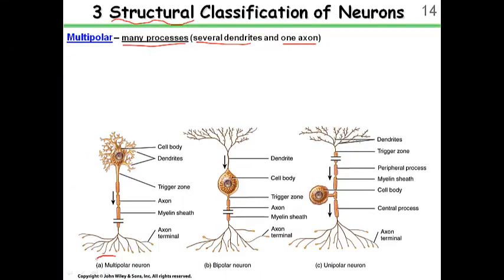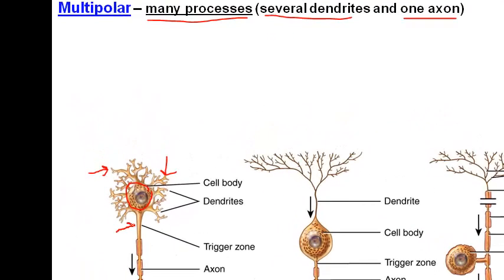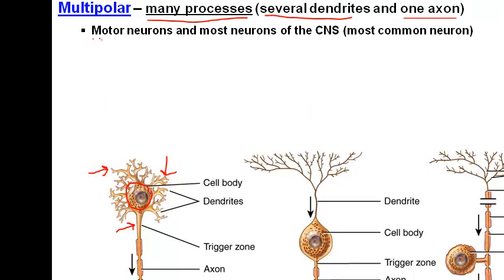So panel A represents a multipolar neuron. Here's the cell body, and then here are the many dendrites sticking off of the cell body, and then one single axon. So most motor neurons are multipolar, kind of like our somatic motor neurons that control skeletal muscle. And most neurons in the CNS are multipolar. So collectively, most of our neurons that we find in our nervous system are multipolar.